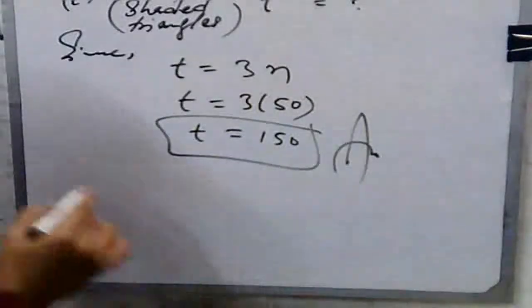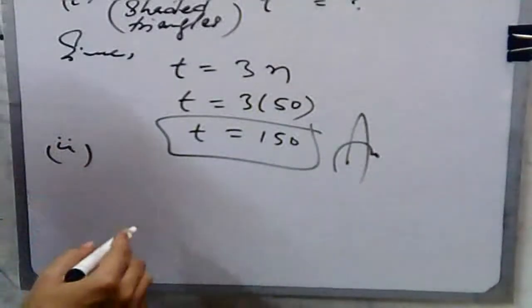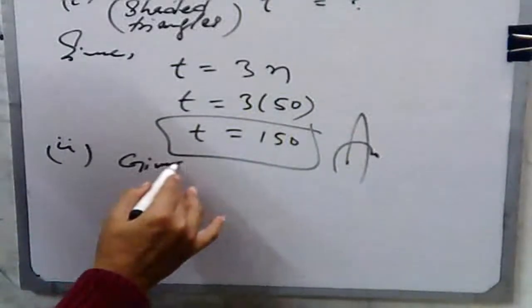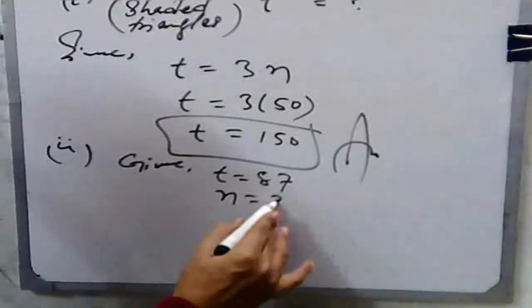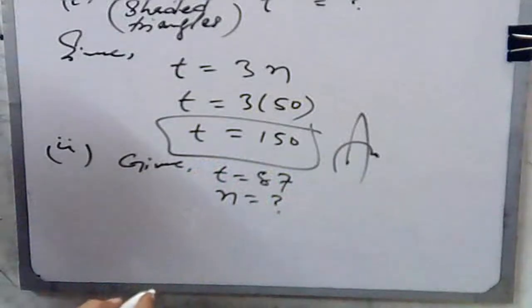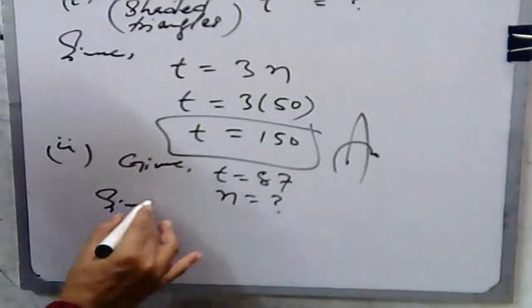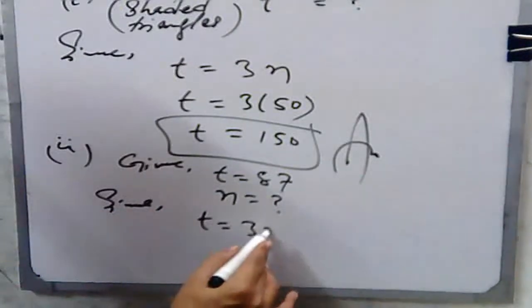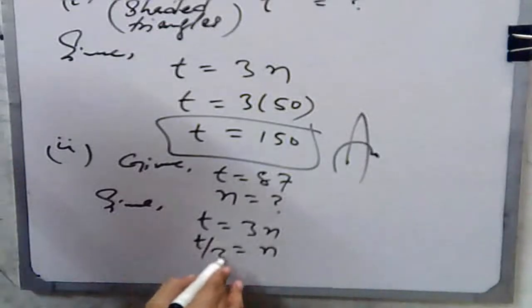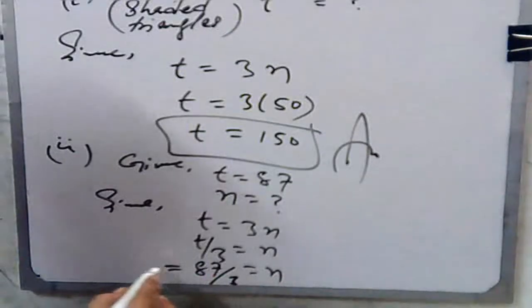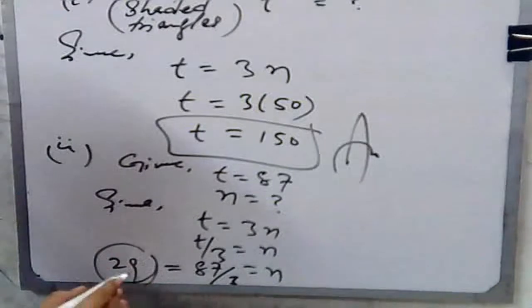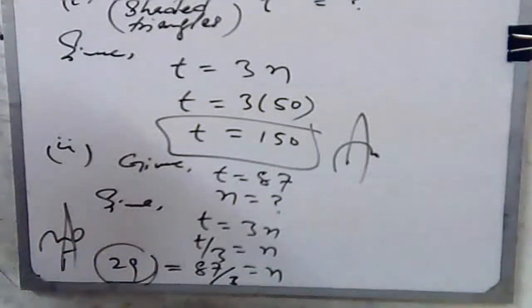Similarly, in the second part, it is given that T is equal to 87, so what is the value of n? n is actually your diagram number. Once again, by the same methodology, since T is equal to 3n, we need the value of n, so T by 3. The value of T is 87, so after division you will get 29. So n is equal to 29 is your required result. What is n? The diagram number.